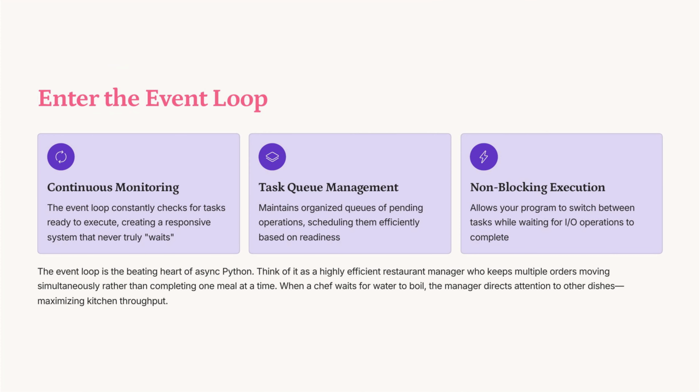The event loop is the core of async Python, ensuring continuous task monitoring and non-blocking execution. It manages task queues, efficiently scheduling operations based on readiness. Like a restaurant manager, it maximizes throughput by directing attention to tasks ready to execute, allowing seamless switching between tasks while waiting for input-output operations to complete.